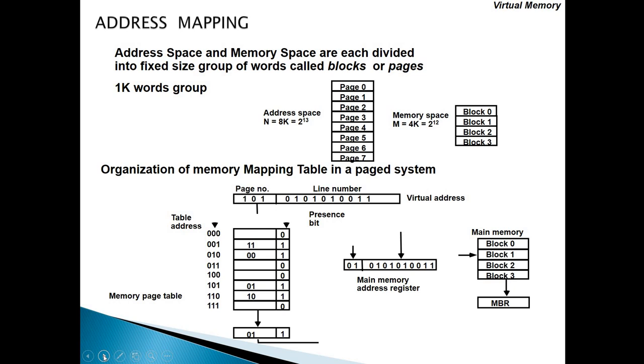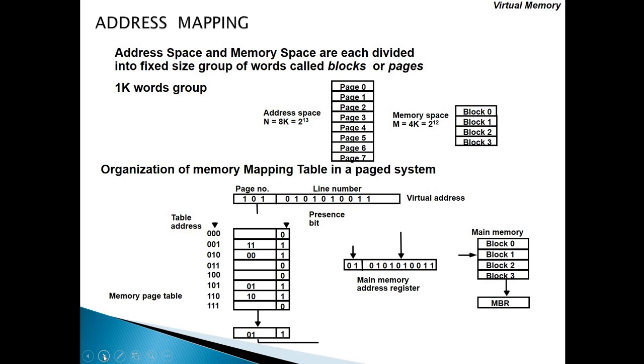This is the address mapping. In this method, address space is divided into equal parts and memory space is divided into equal parts. The address space parts are called pages. Memory space is divided into various parts. They are called blocks. The page size and block size are going to be the same. Now we'll see the organization of memory mapping table in a page system.